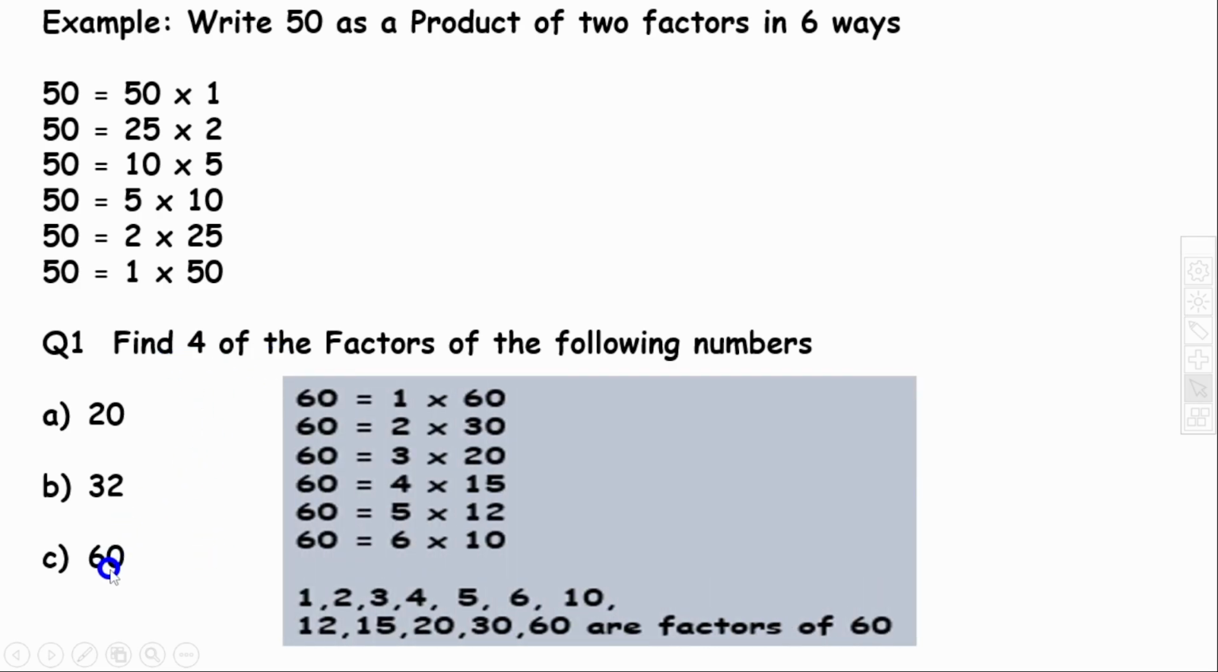Now let's do the next question. What are the factors of 60? All you have to do is find two numbers that you multiply together to give you 60. 1 times 60 gives us 60. 2 times 30 gives us 60. 3 times 20 gives us 60. 4 times 15 gives us 60. 5 times 12 gives us 60. 6 times 10 gives us 60. That means 1, 2, 3, 4, 5, 6, 10, 12, 15, 20, 30, and 60 are all factors of 60.